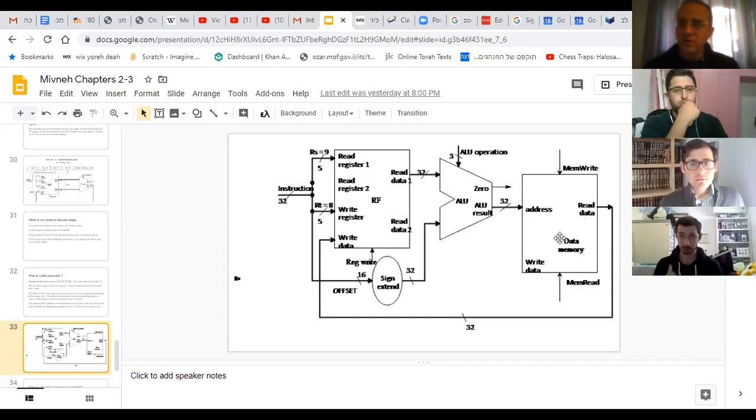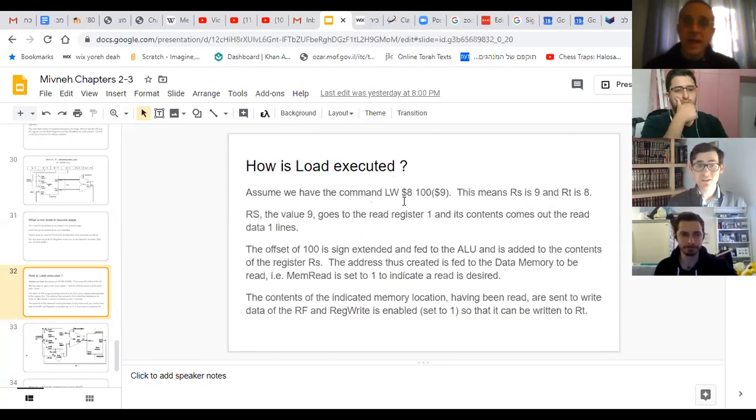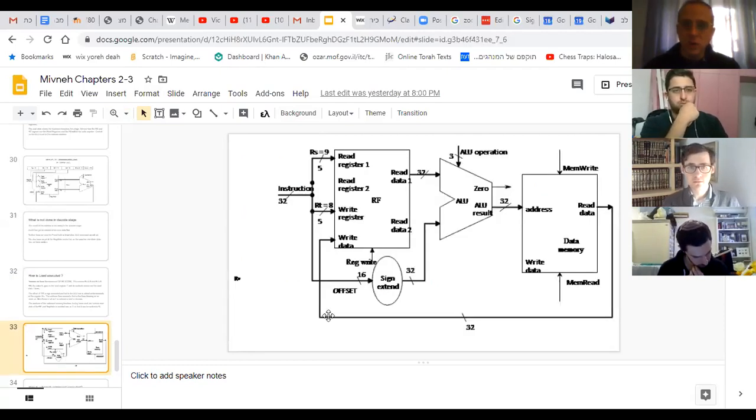We never discussed exactly what this value looks like, but it doesn't matter. It comes out, goes along this wire, and comes into the write data. That's what we want, because we want to write it to register 8. Let's go back to the command. In order to get to register 8, we have to use the RF, the register file. So we go back to the register file, and we're going to write this to 8.